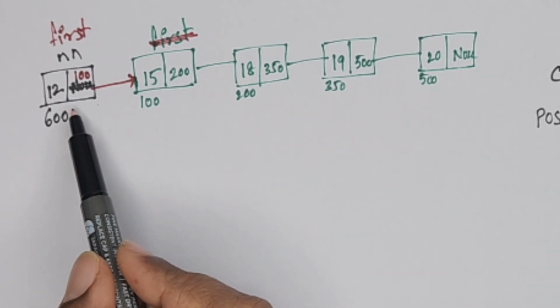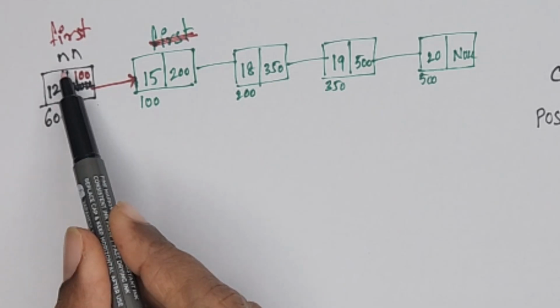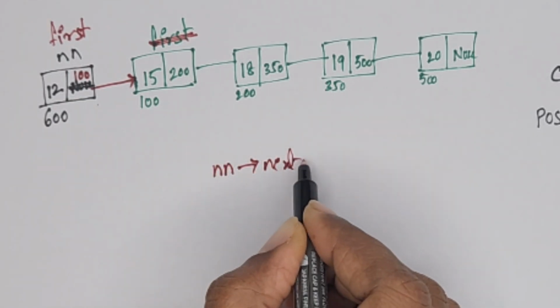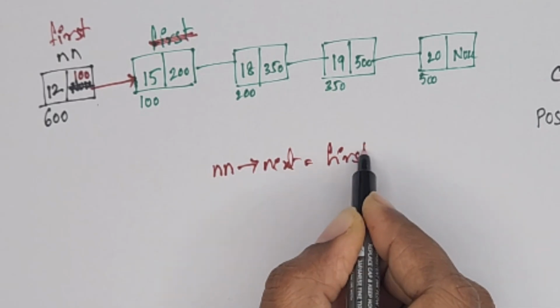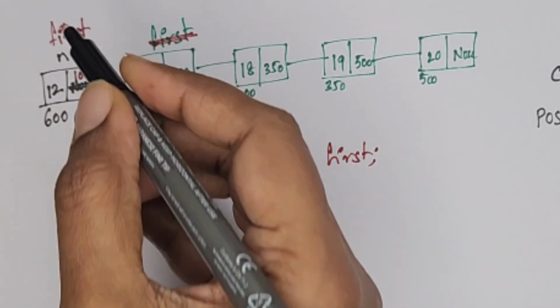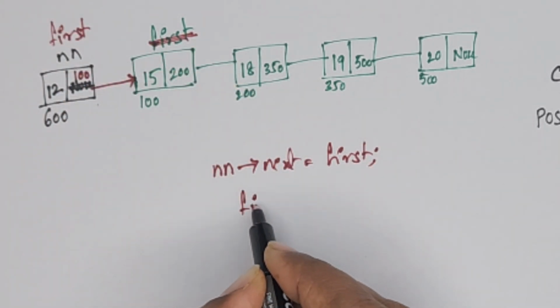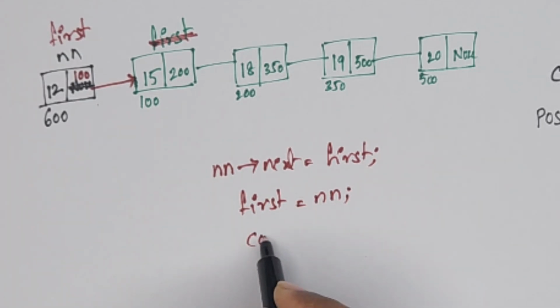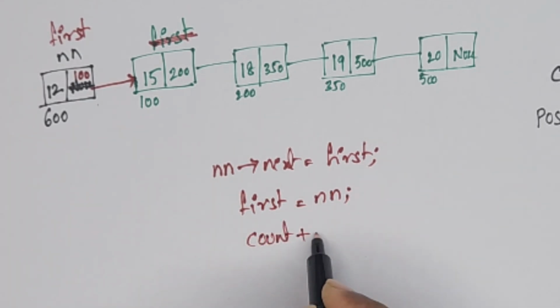Simply create one new node before first. So new node of next, we have assigned first. After assigning, the new node becomes first. So first equals to new node. Okay. Anyway, we have inserted one new node. So increment count value by 1.